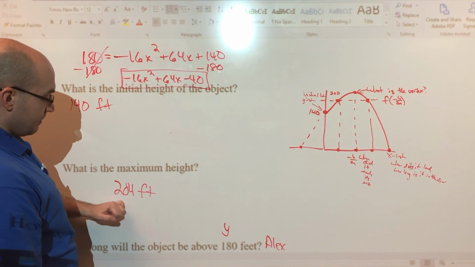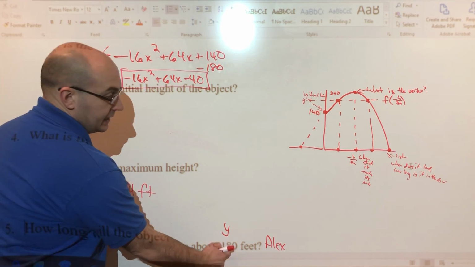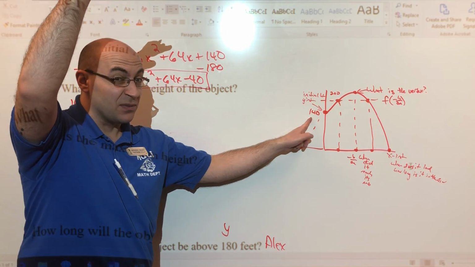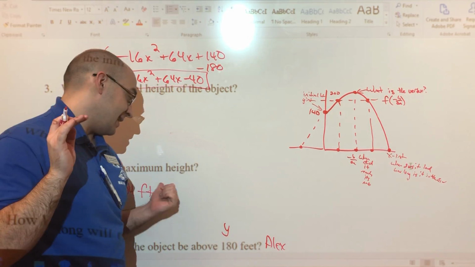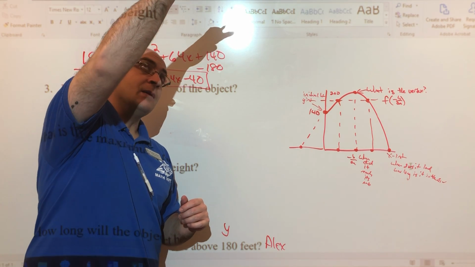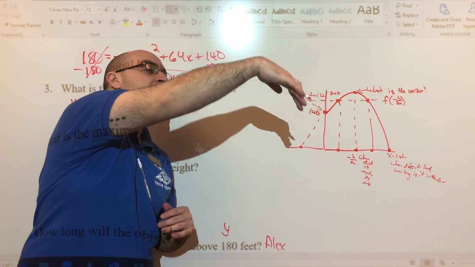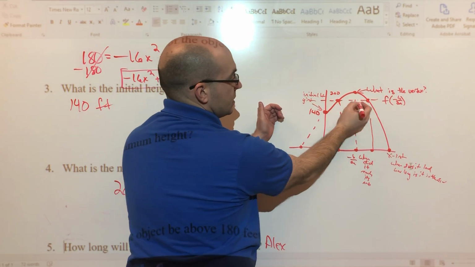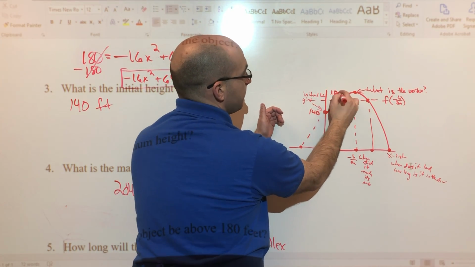But I know because it has a max of 204, it's got to hit 180 on the way up, because remember the initial value is 140, so 180 falls between that and 204. It's going to go up to 180, go above 180 for some time, and then on its way down it's going to hit 180 again. So I know that it's going to hit twice. Okay, so instead of 200 here, let's make this 180.